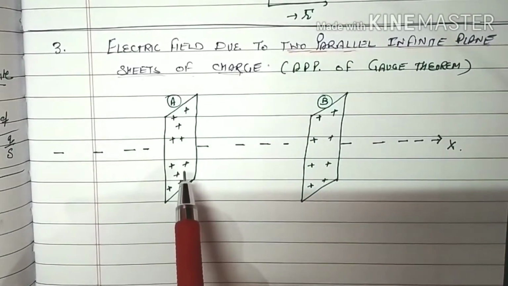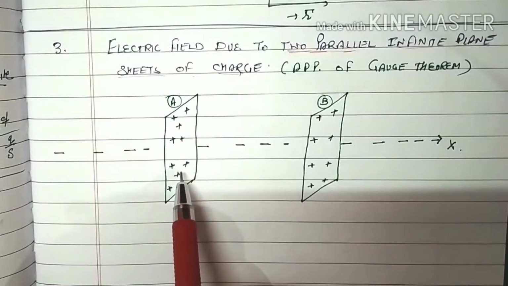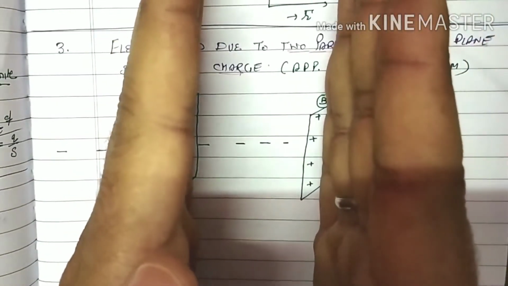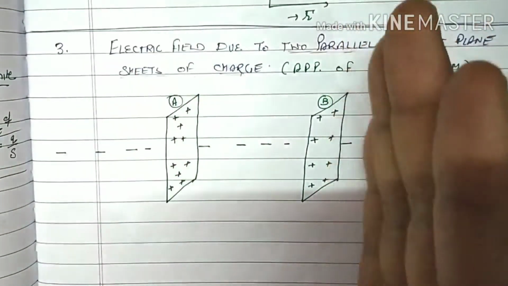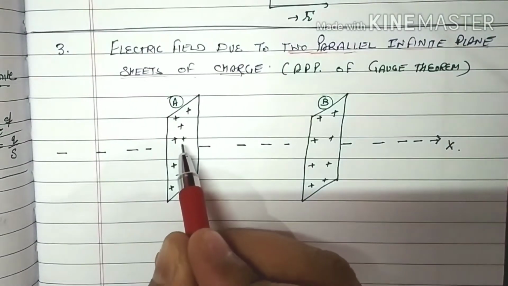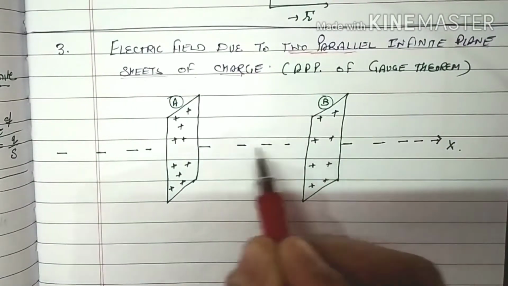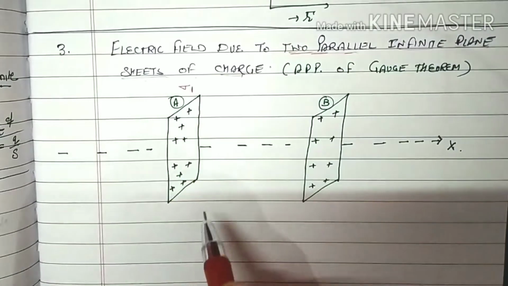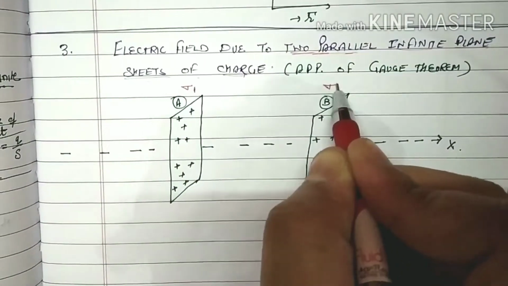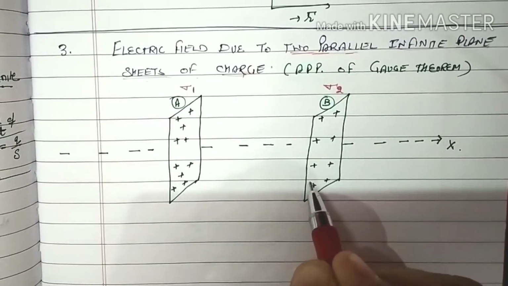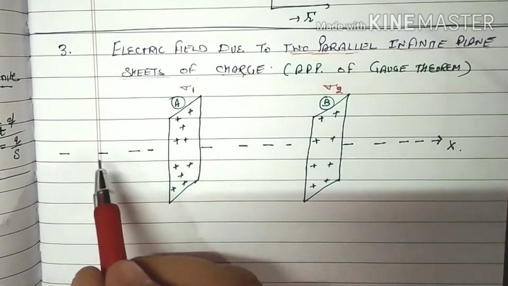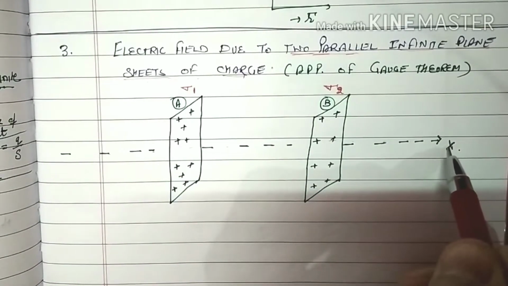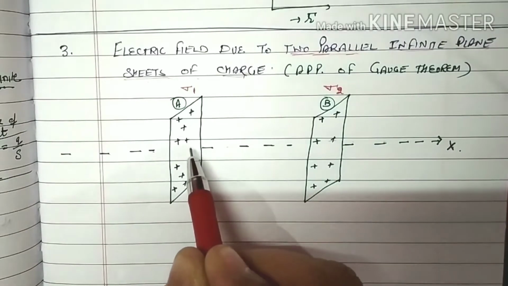Here in the diagram we have placed two parallel plates vertically, parallel to each other, and positive charge is distributed uniformly over these two plates. Suppose this plate has surface charge density sigma 1 and this second plate has surface charge density sigma 2, and this is the x-axis direction.